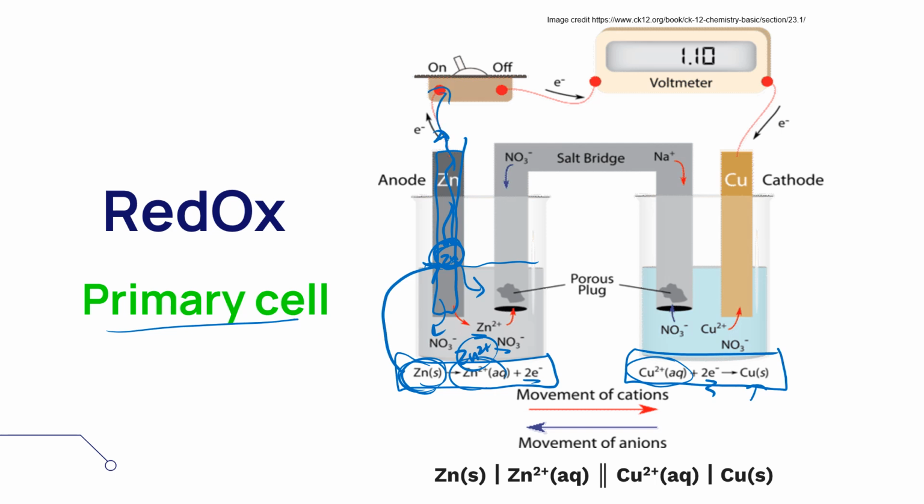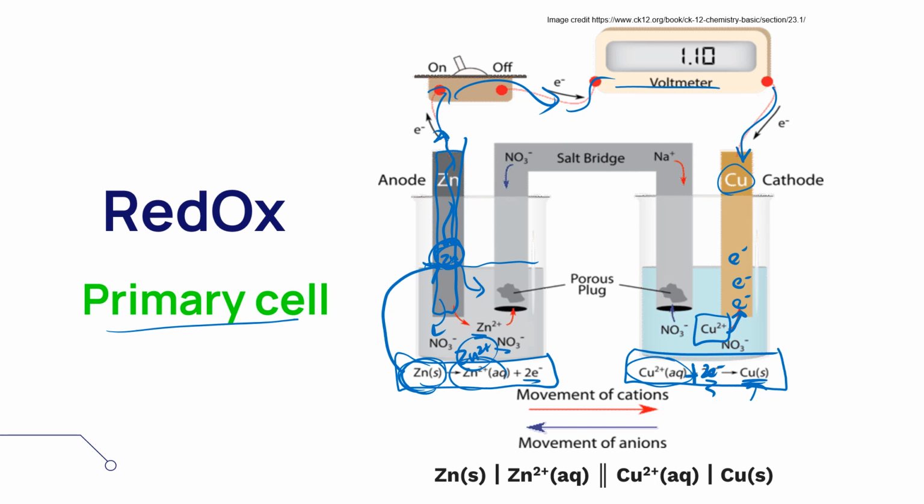Those electrons are going to move across all of these wires. Perhaps we add a voltmeter so we can measure just how many electrons are flowing. And then those electrons are going to end up eventually at this piece of copper metal. Because this piece of copper metal is now electrically charged, it's full of electrons, it's negative, it's going to attract these positive copper ions. Those copper ions are going to be attracted to those electrons. The copper is going to gain those electrons and become copper metal.